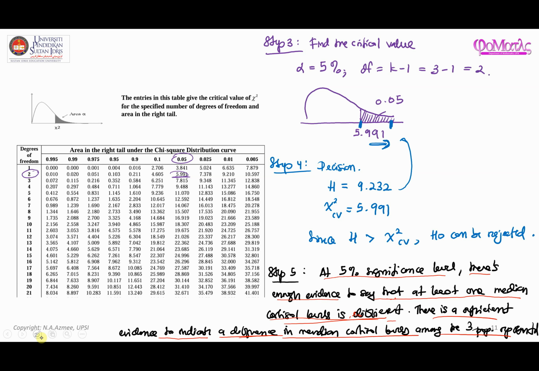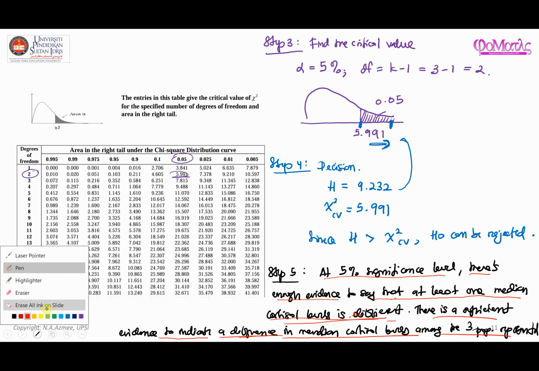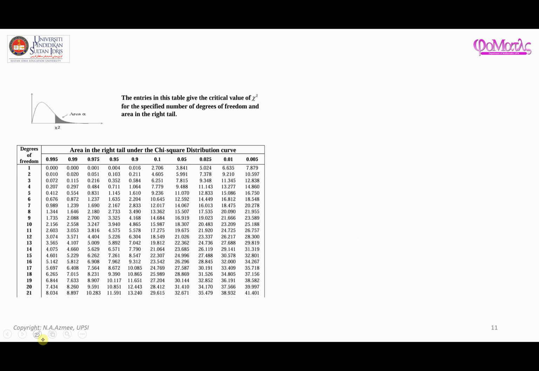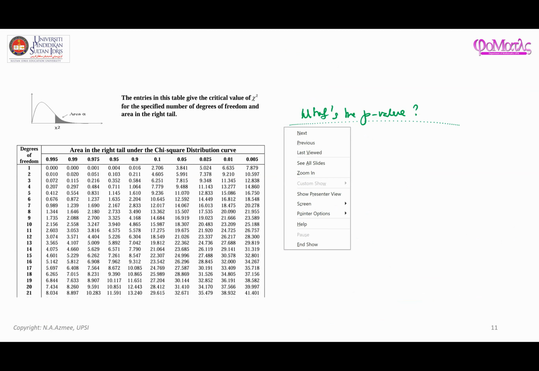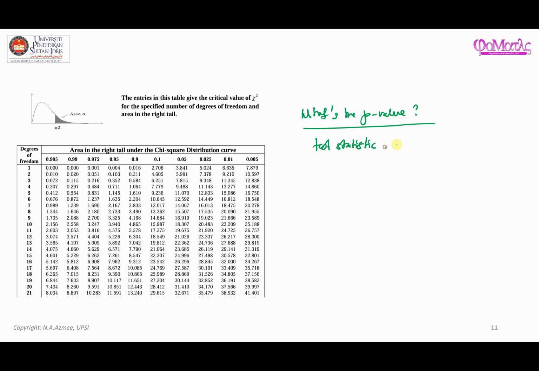Before I end this video, let's talk about finding the p-value. Let's say the question is asking you to find the p-value. What's the p-value? In order to find the p-value, you need to know what your test statistic is. So the test statistic is H, 9.232. So you need to identify the position of 9.232 on this line here, because our degrees of freedom is 2, remember? Degrees of freedom is 2 based on k minus 1, 3 minus 1. So identify where the position of 9.232 is on this line right here.